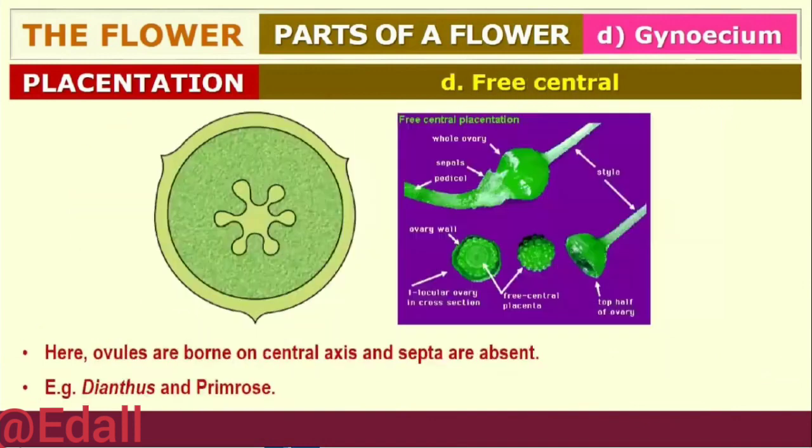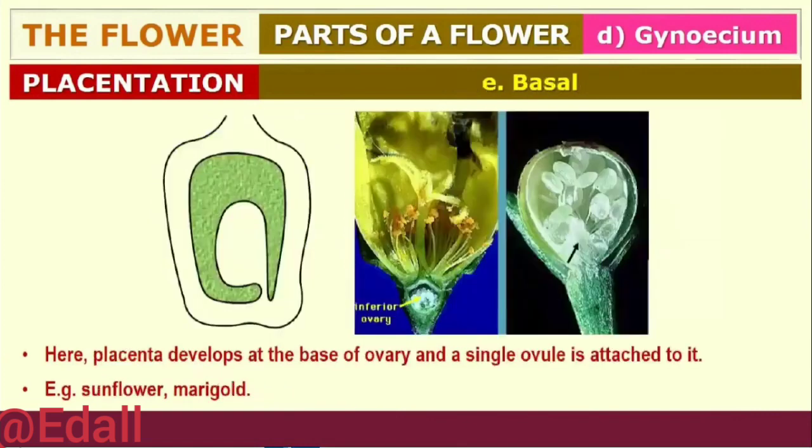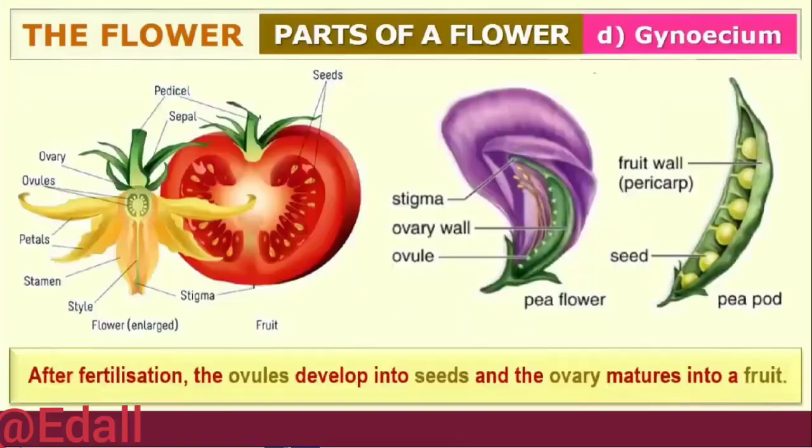When the ovules are borne on central axis and septa are absent, as in dianthus and primrose, the placentation is called free central. In basal placentation, the placenta develops at the base of ovary and a single ovule is attached to it, as in sunflower, marigold.